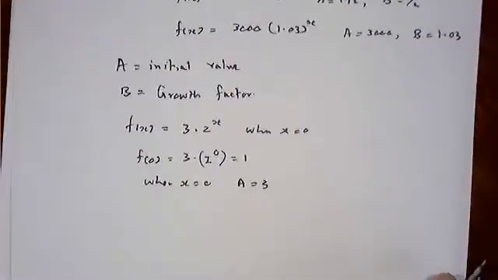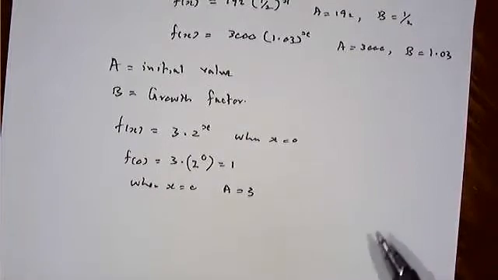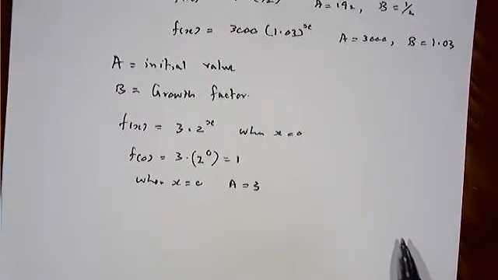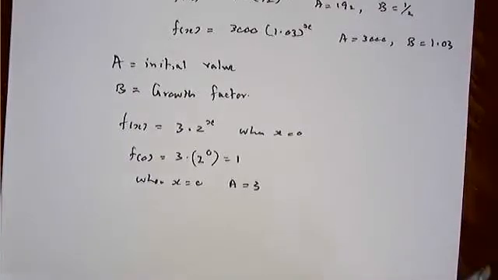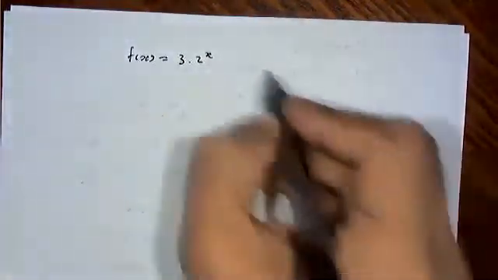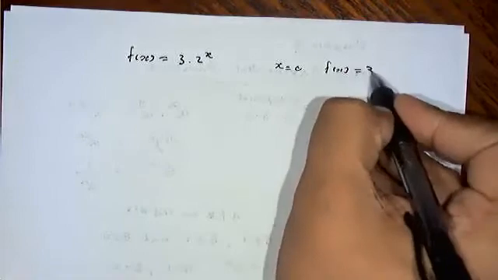So based on the given information, if you look at when x is equal to 0, the a value will give you the initial value of the problem. So that's the first one. Then in terms of the growth factor, that will be the number by which this function will increase. As an example, if you have the same function, f(x) equal to 3 times 2 to the x, we know when x is 0, the function is equal to 3.